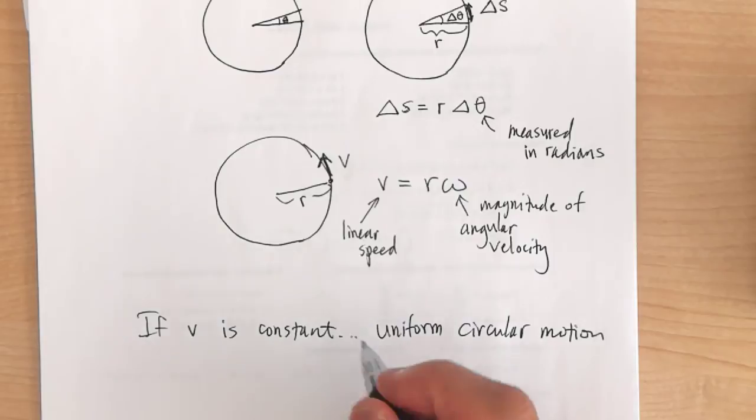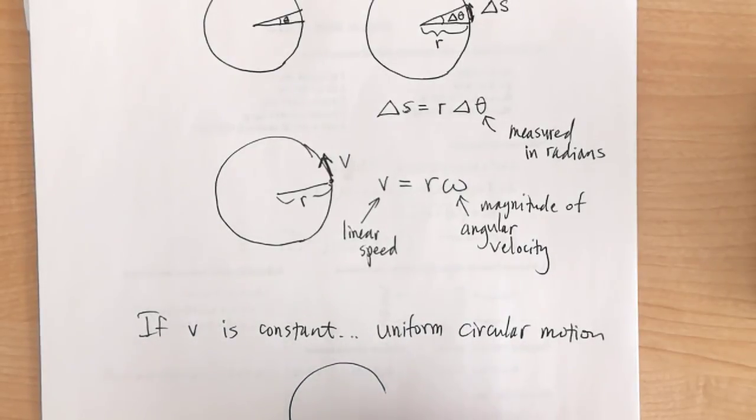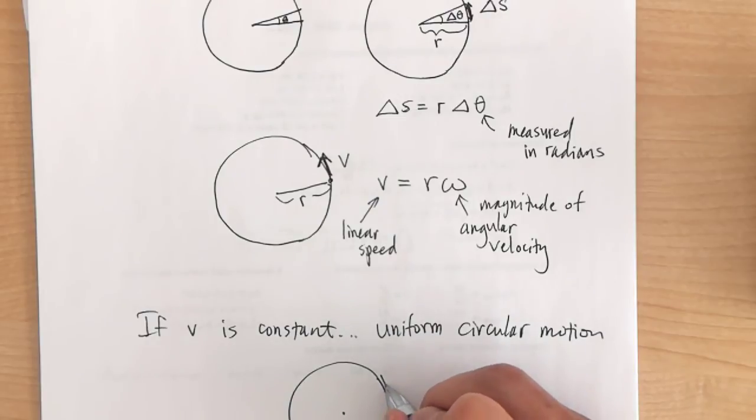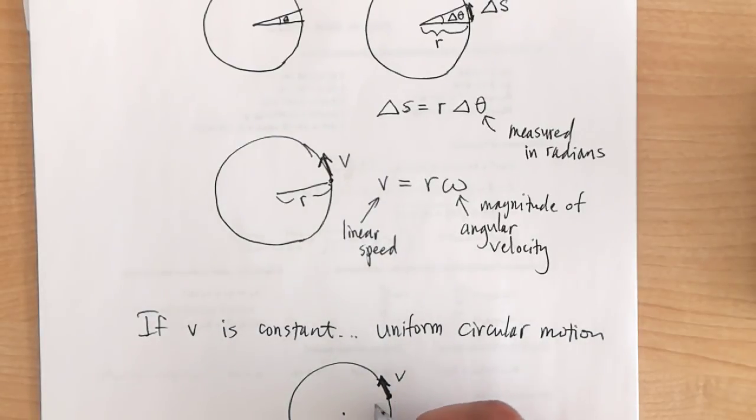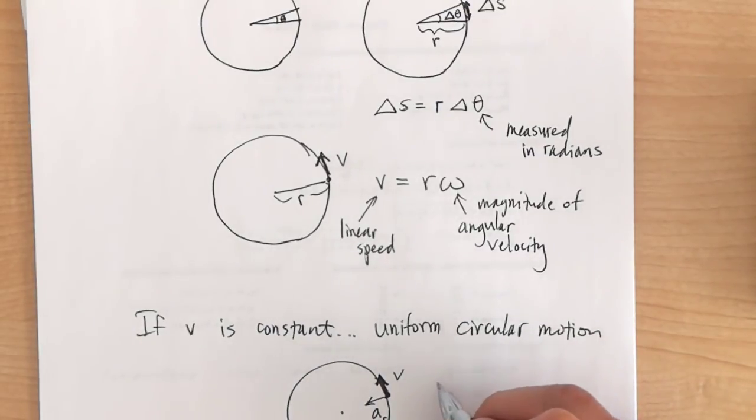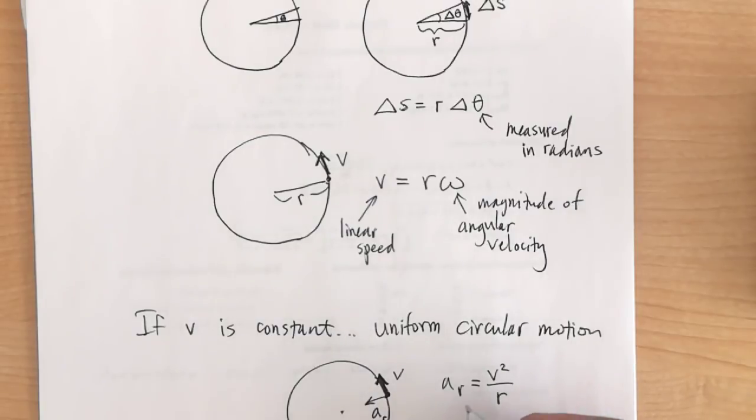And we get the centripetal acceleration. Okay, so here's v. And then we have this acceleration a_r going in this direction, pointing towards the center of the circle, and a_r was v squared over r. This is centripetal acceleration.